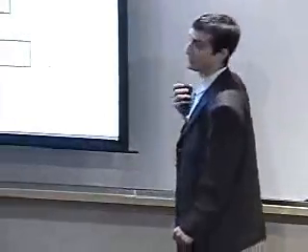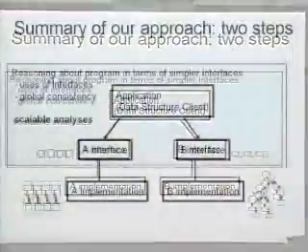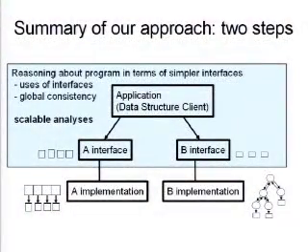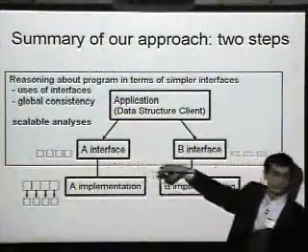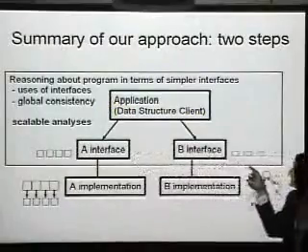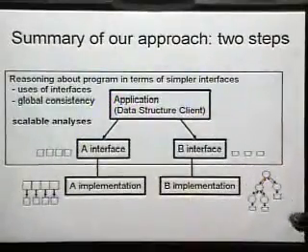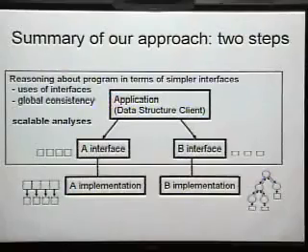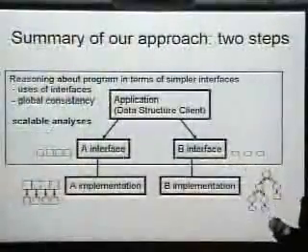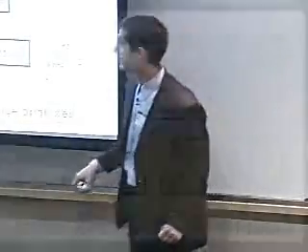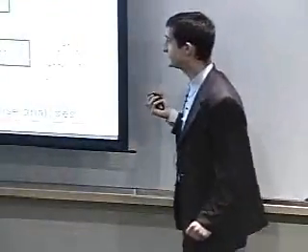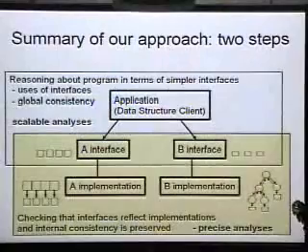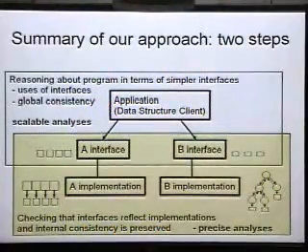And so this is a summary of our approach. We basically have two steps. First step is reasoning about programs in terms of simpler structures, and this is where we are verifying the uses of data structure interfaces and relationships between different data structures. And here's where we can hope to use more scalable analysis, because we don't have to worry about implementation details. And then we have the other step where we check that implementations conform to interfaces. And this is where we use these precise analyses that need to track these linking relationships between objects.